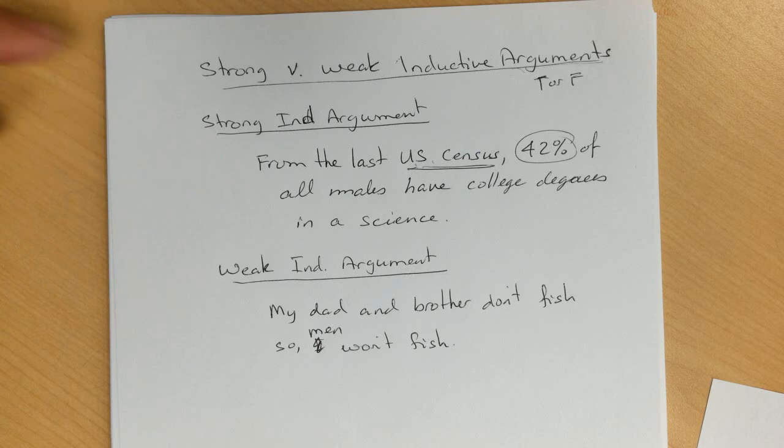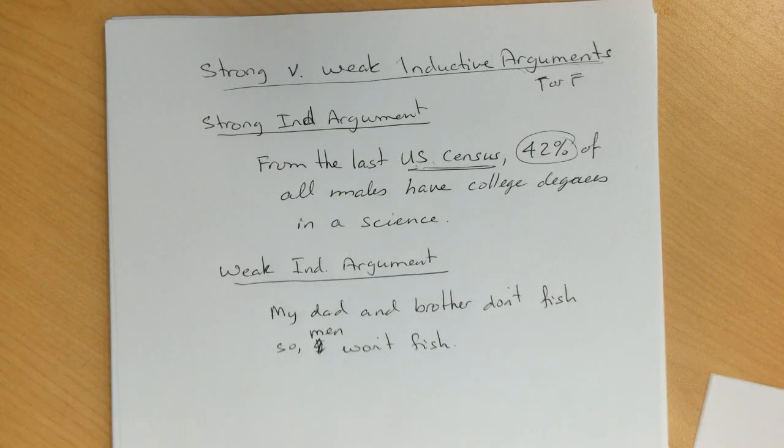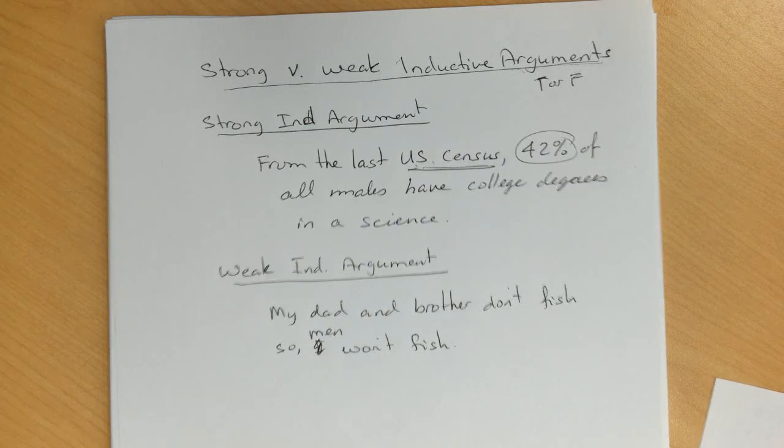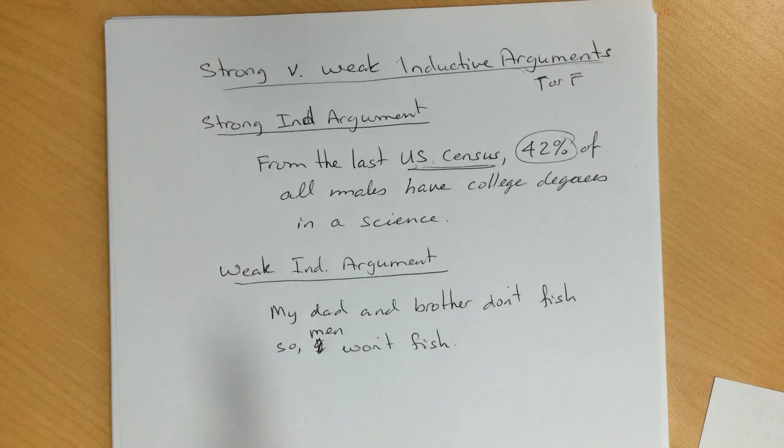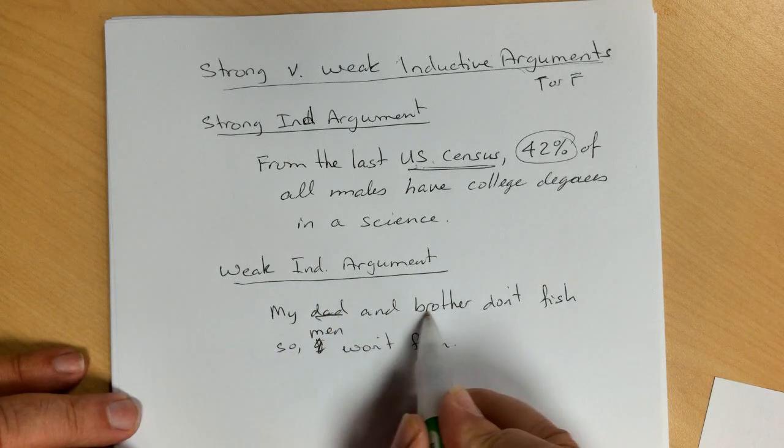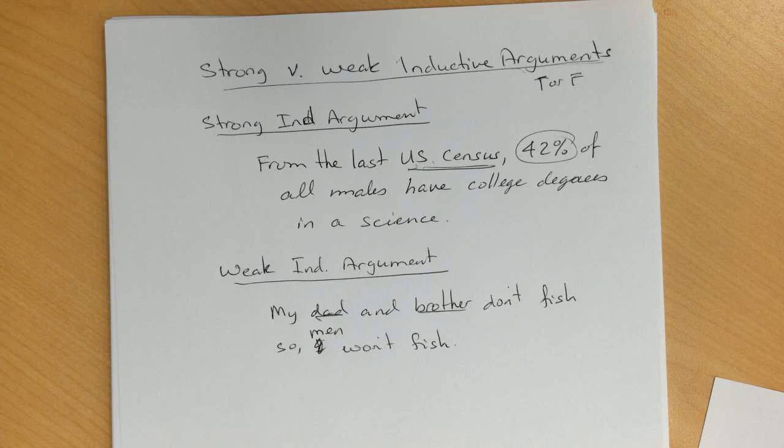So now I could say that if I have a room of 100 people, at least 42 of those people will have science degrees. I could be sure of that. Now, with the weak argument, my only information is that my dad and my brother don't fish. So do all men follow what my dad and my brother do? No, because that's not solid enough. Your next door neighbor, the person down the street, the person next state over. So the strength and weakness has to do with the amount of information you have to support your statement.